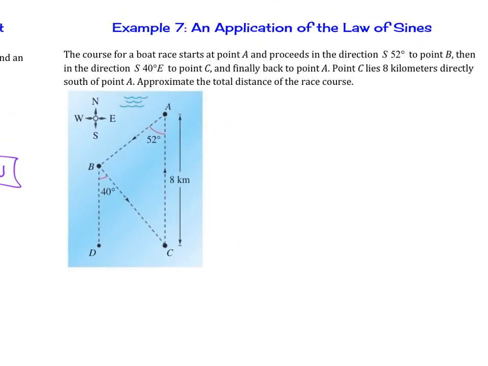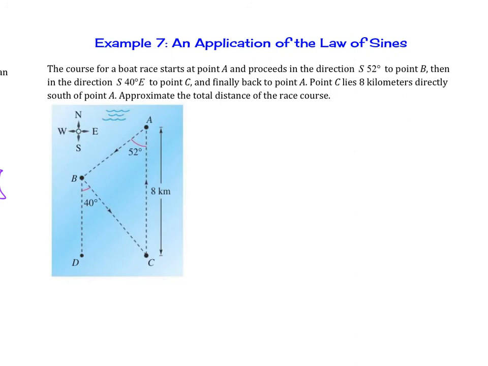So let's try an application of the law of sines. The course for a boat race starts at point A and proceeds in the direction south 52 degrees east to point B. Okay, so it starts at point A in the direction 52 degrees south here to point B, in the direction south 40 degrees east to point C, and finally back to point A. Point C lies 8 kilometers directly south of point A. So it's helpful. It has nice diagrams for us to help us out. We need to approximate the total distance of the race course.